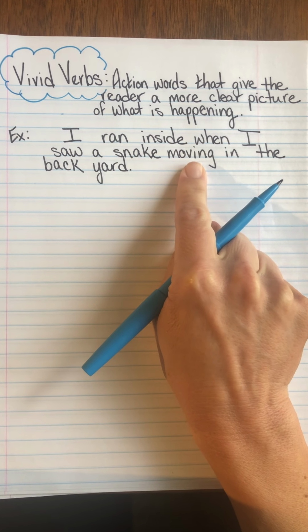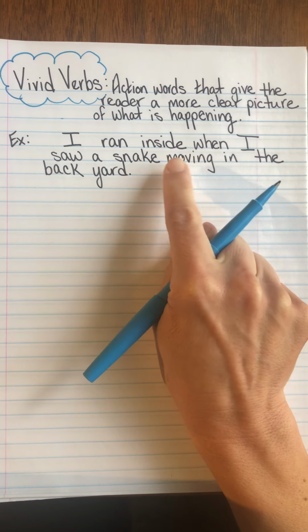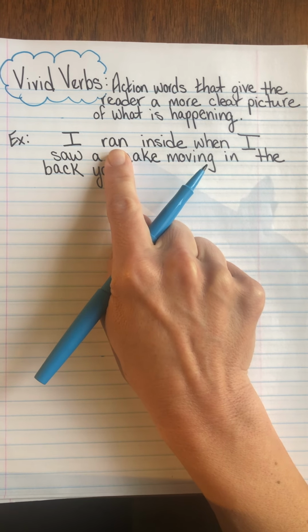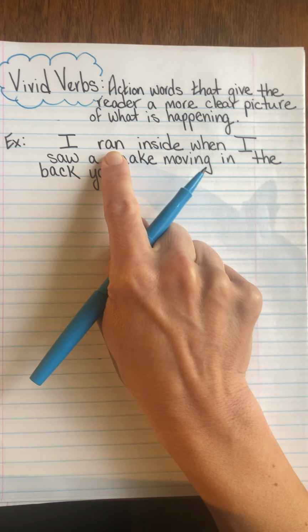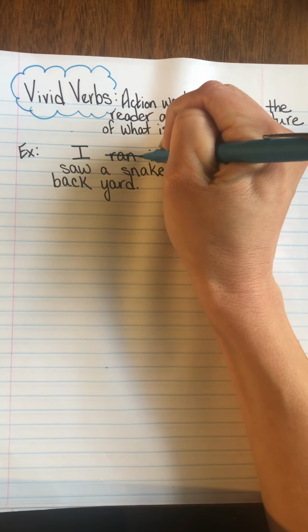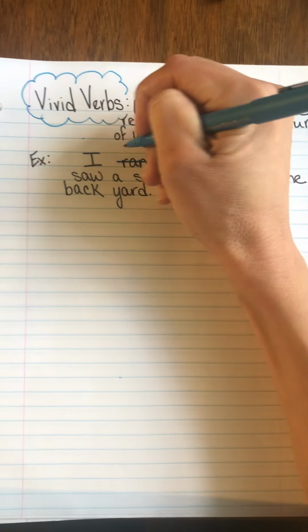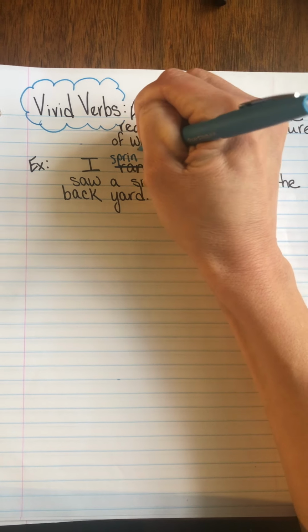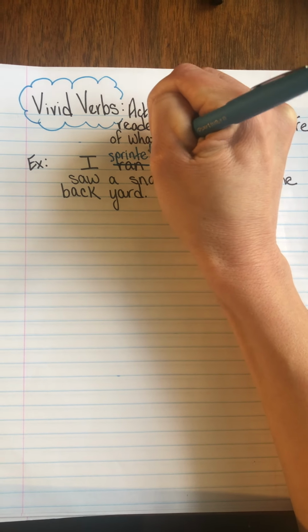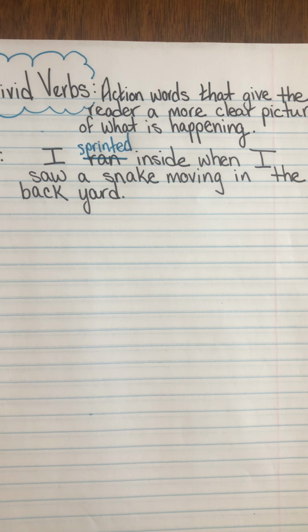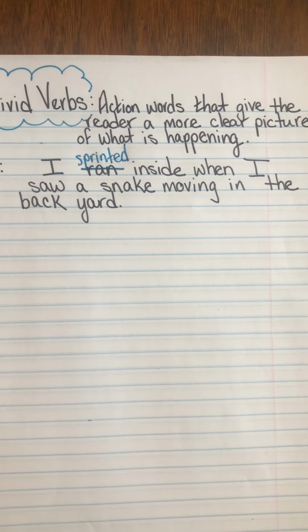But if I wanted to make those verbs more vivid to the reader, I'm not going to just run. If I see a snake, I'm going to move a lot quicker than just running. So I'm going to cross out the word ran and I'm going to say sprinted, because I want to show my reader that I'm not just going to run away from this snake. I'm going to move as fast as I can.